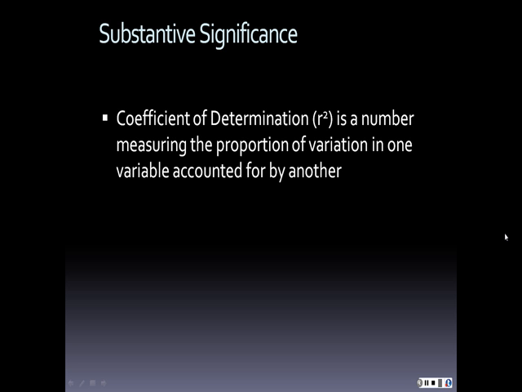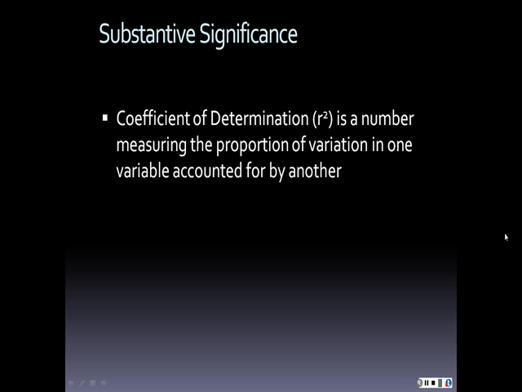So the statistic that we use to think about substantive significance in regression is the coefficient of determination. This is simply r squared. It's the square of the Pearson correlation coefficient r that we talked about before. What's interesting about the r squared is you can think of it as the proportion of variation of one variable that's due to change in another variable.